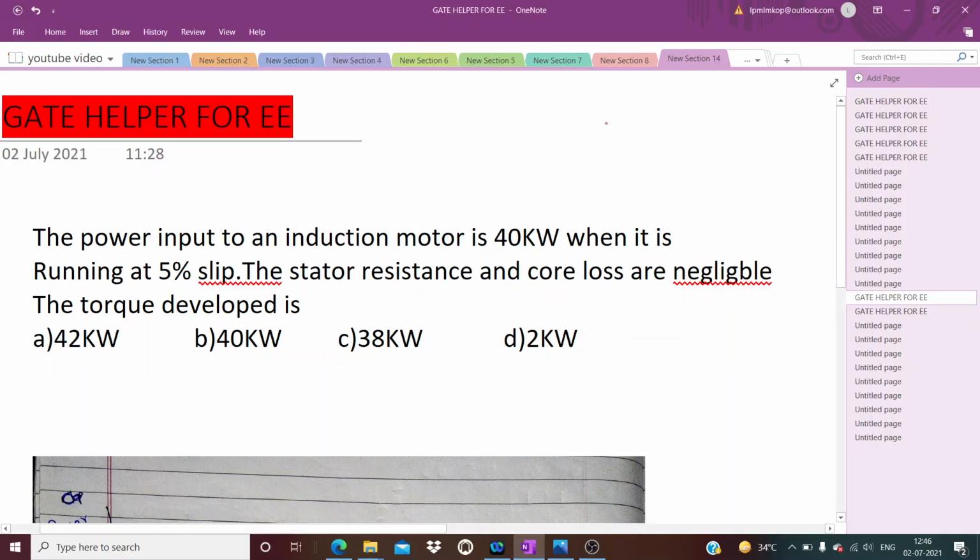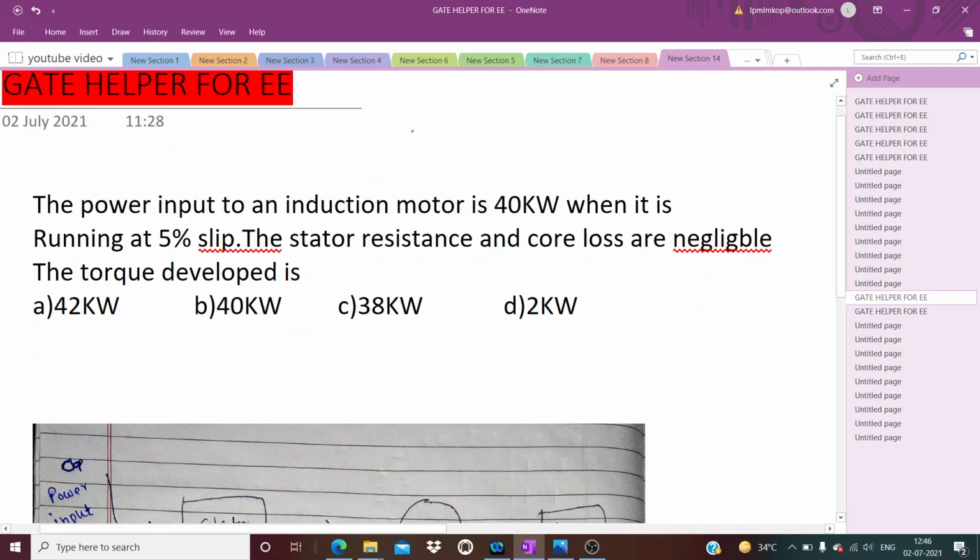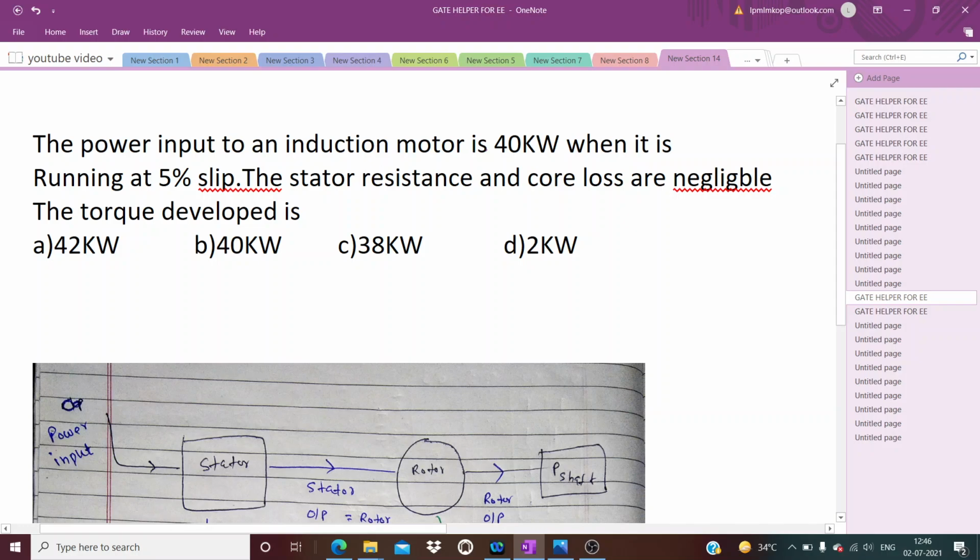Good afternoon, everybody. So this is the question. This is the doubt of one of my friends, so that I am going to explain. The power input to an induction motor is 40 kilowatt when it is running at 5% slip. The stator resistance and core loss are negligible. So the torque developed in it is basically, it was given in synchronous watt. Okay. So this was the question.